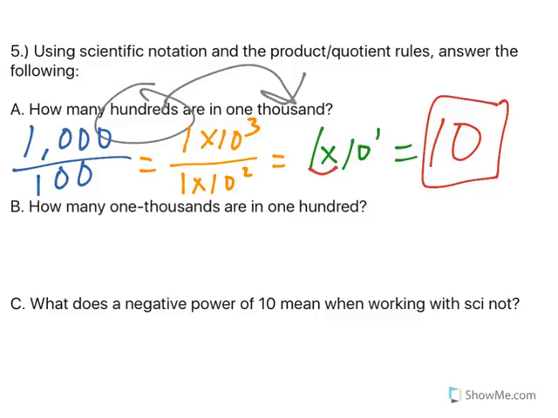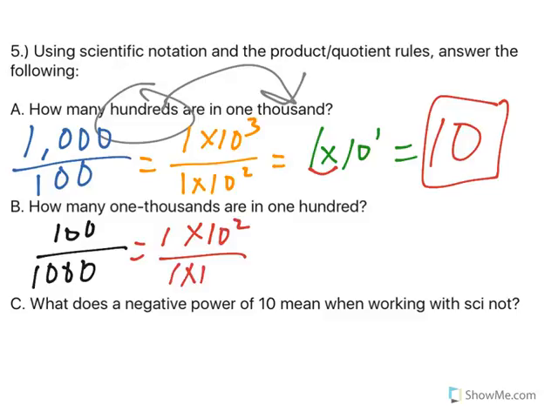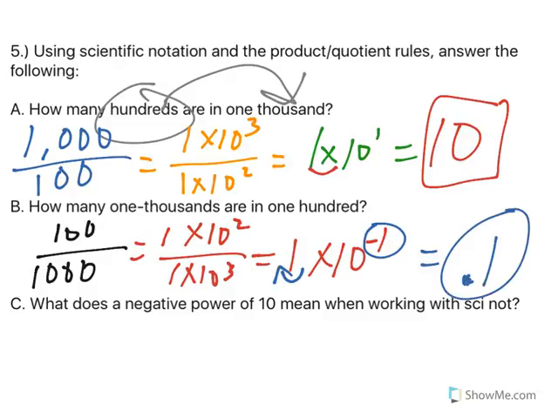Okay, letter B. How many 1,000s are in 100? So now we flipped it. We start with 100. How many 1,000s do we have? Well, now we have 1 times 10 to the 2nd over 1 times 10 to the 3rd. And that leaves us with 1 times 10 to the -1. Because 2 minus 3 is -1. A negative exponent tells you to take your decimal and move it the other direction. So my decimal is now going to be over here. I'm at 0.1. So there is 1/10 of a 1,000 in 100, which makes sense. If we move our decimal, boom, there is where our 100 comes from.